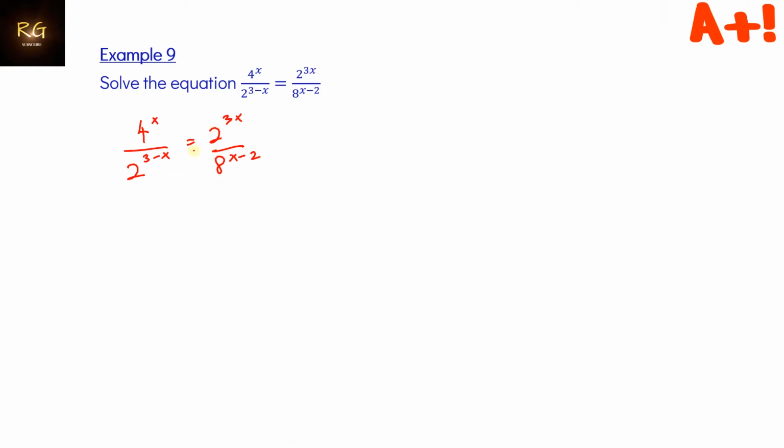So what we can do is cross multiplication, whereby we bring this entire 8 to the power of x minus 2 up here and attach itself to 4 to the power of x, while we bring this 2 to the power of 3 minus x up here and attach itself to 2 to the power of 3x. Just multiply it. So let me rewrite again. 4 to the power of x multiplied with 8 to the power of x minus 2 equals 2 to the power of 3x multiplied with 2 to the power of 3 minus x. Some students might be wondering how we can do this multiplication.